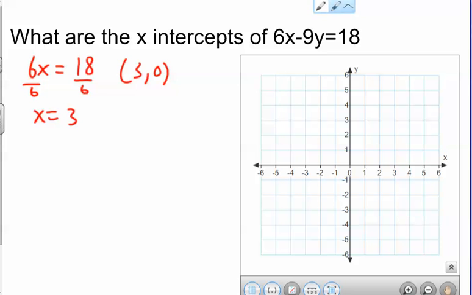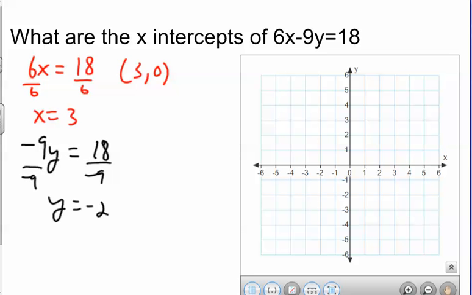And then for the next one, to find the y-intercept, you just ignore the x. You plug this in and you get 18. You divide both sides by negative 9 and you get y is equal to negative 2. And so your coordinates are 0 comma negative 2.